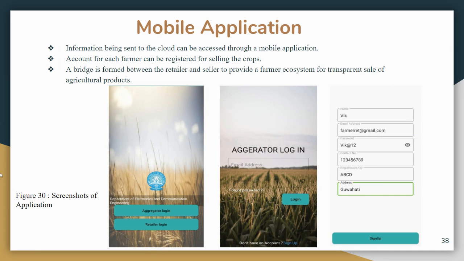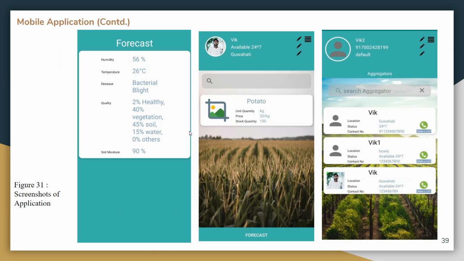Here are some of the screenshots of the application. As you can see, here we have shown the login page. Next, we have shown the forecast where all the parameters that we have just calculated using different system models, and the results are shown, which are transferred to the Google Firebase and then taken from the Google Firebase into this Android application. The next images also show how this application acts as a bridge between selling the products to the particular retailer without the use of a middleman.